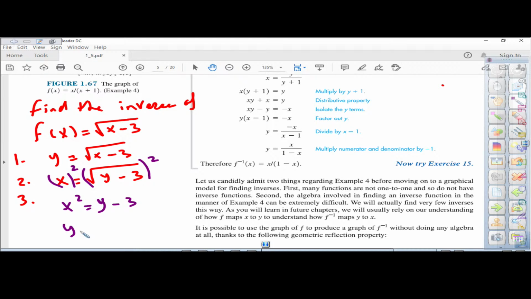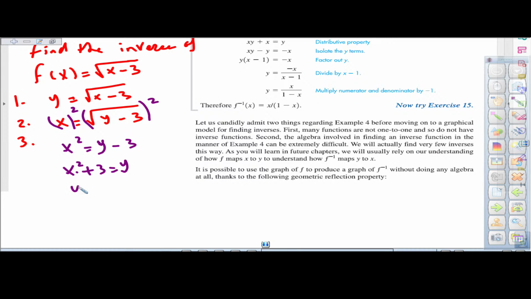So y will be equal to, you could add the 3 to both sides. x squared plus 3 equals your y, so y equals x squared plus 3. And that's number 4. You're going to just replace that with f inverse. F inverse is going to be x squared plus 3. Okay? We good?